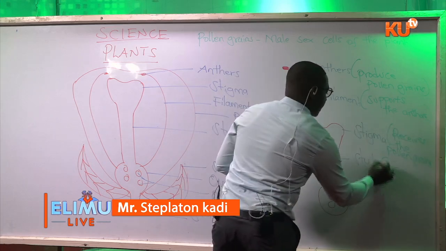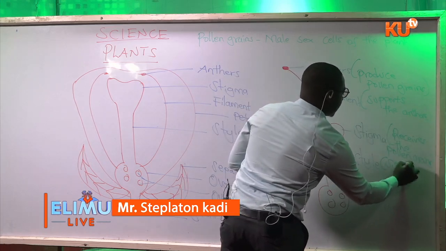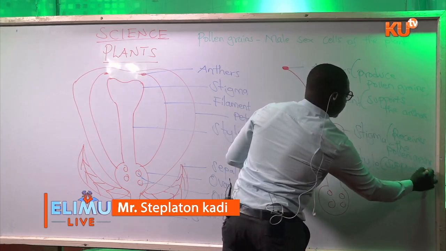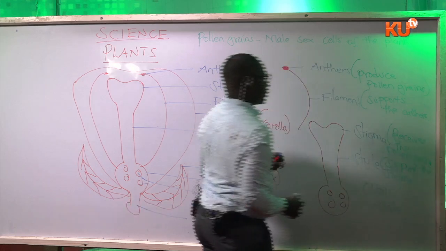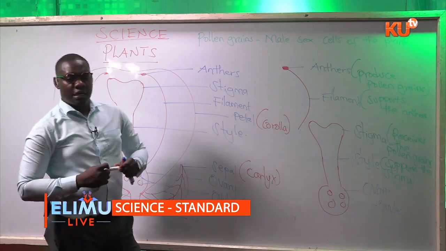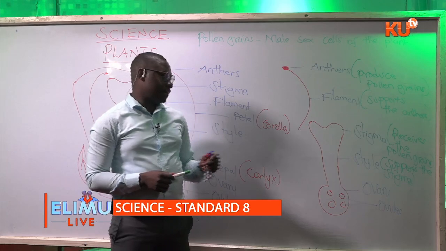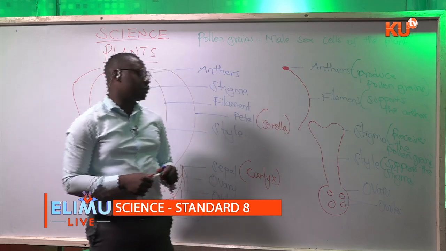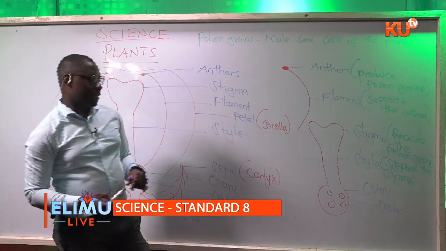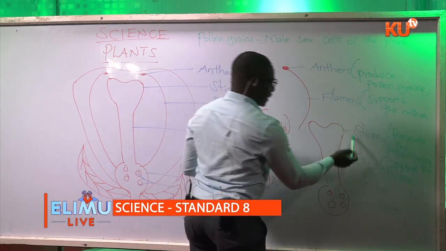Style, it supports the stigma. The function of the style is to support the stigma. In male parts, the filament was supporting the anthers. But when we come to the female parts, the style will now support the stigma.